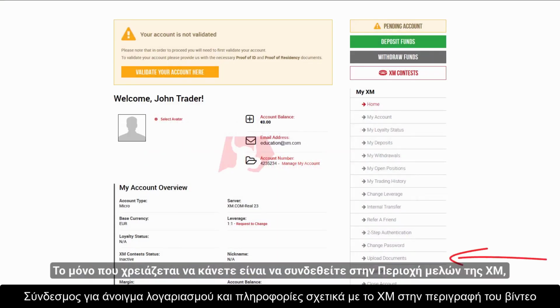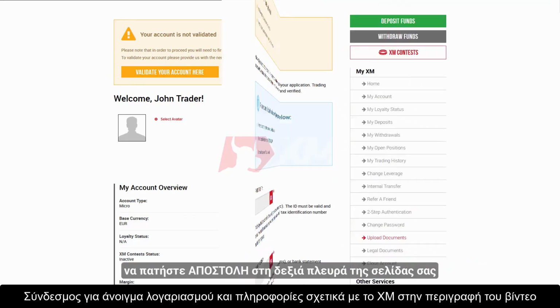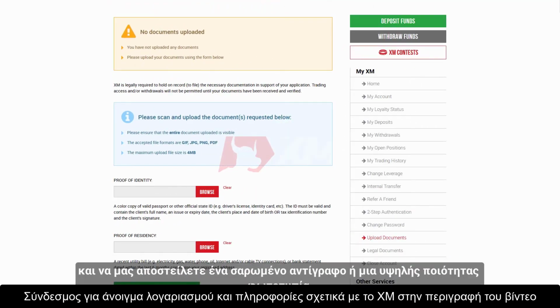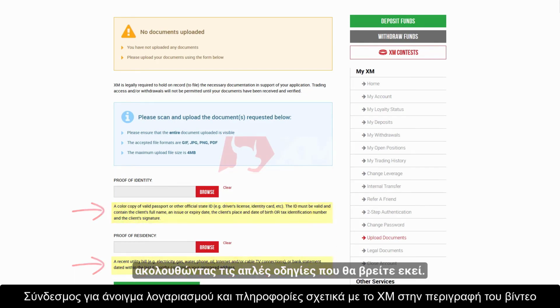How can you submit your supporting documents to us? All you need to do is log into the XM members area, click Upload Documents in the right-hand sidebar of the page, and upload a scanned version or a high-quality photocopy of both your proof of identity and your proof of residence by following the simple instructions there.